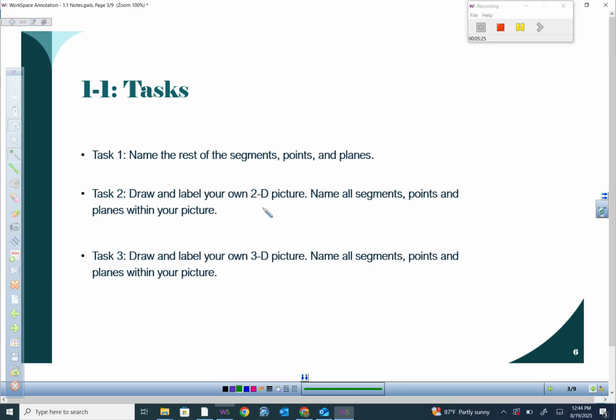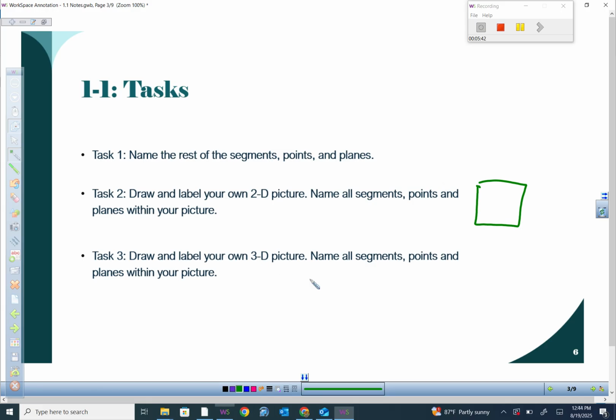So I did a few of them. And then task 2: draw and label your own two-dimensional picture. So you're going to make your own picture. So here's an example. Make sure you're labeling it, and then name all segments, points, and planes within that picture.